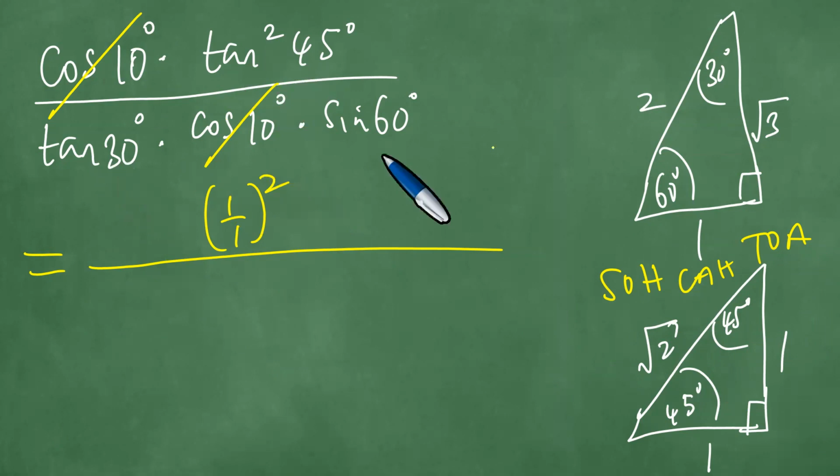The tangent of 30 degrees, we're looking at the tangent of 30 degrees. Wherever you see the tangent, you're dealing with the opposite over the adjacent. For 30 degrees, opposite is 1, adjacent is the square root of 3, so it is 1 over the square root of 3. Sine 60. This is sine 60. Opposite over hypotenuse, square root of 3 over 2.